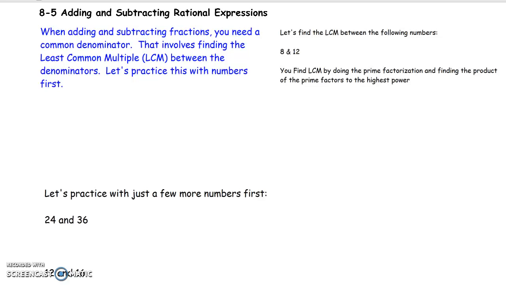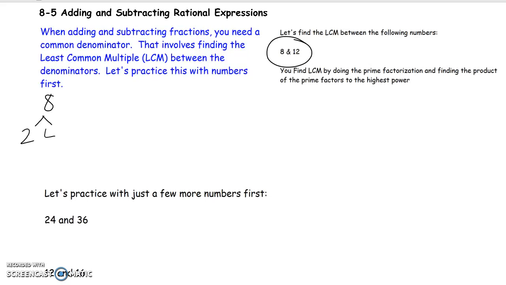In this lesson, we're learning how to add and subtract rational expressions. When adding and subtracting fractions, we need a common denominator, and that involves finding the least common multiple between the denominators. So before jumping into doing this with polynomials, we'll start with numbers. So we're going to find the least common multiple between 8 and 12. So to do that, we need to find the prime factorization of both 8 and 12.